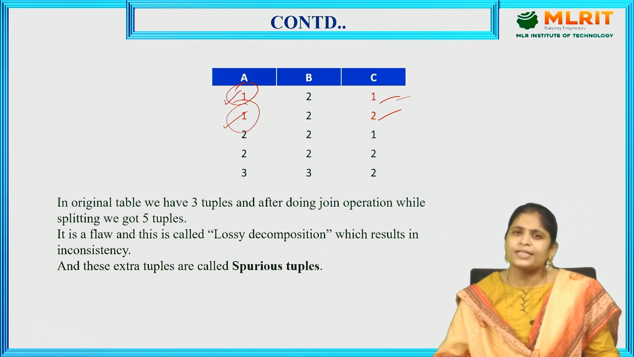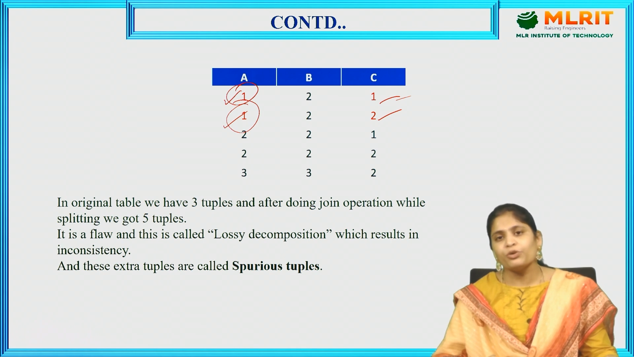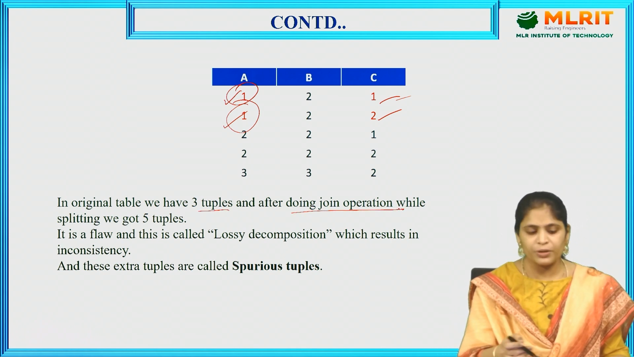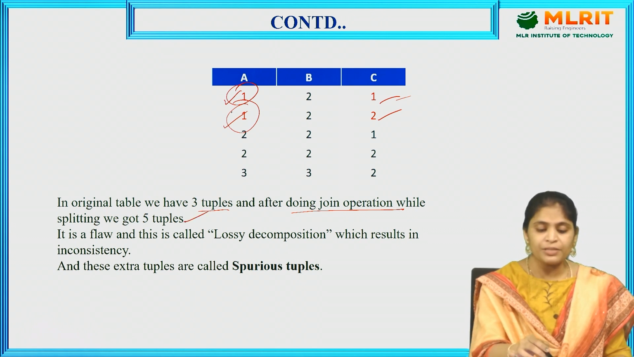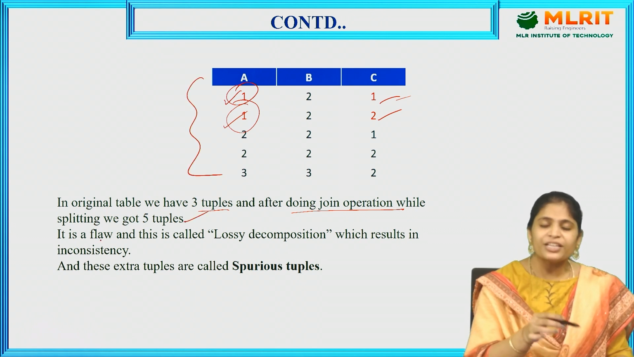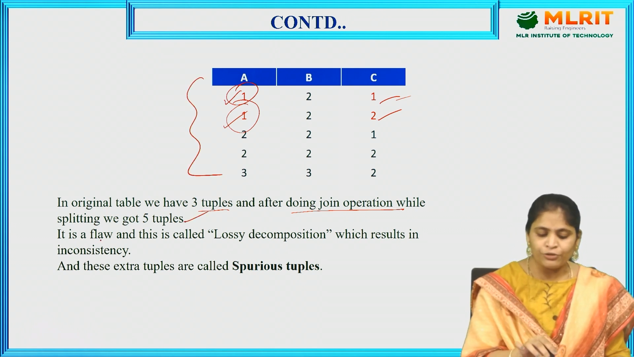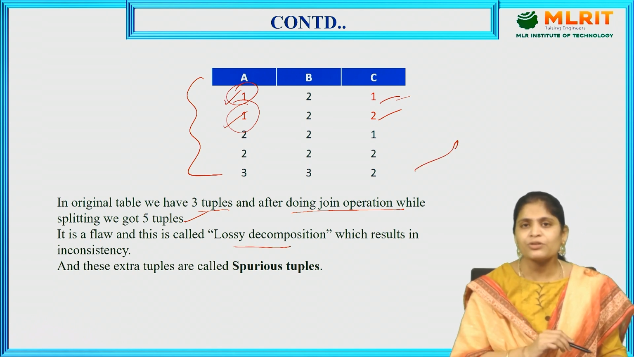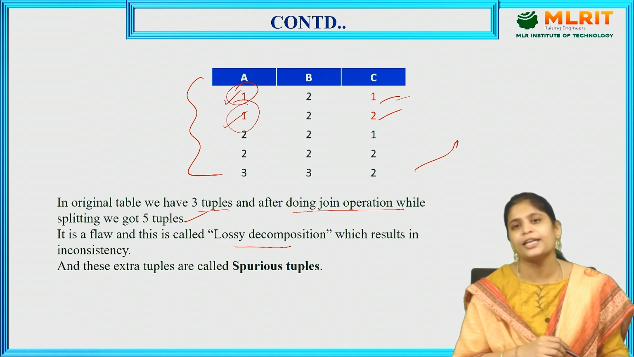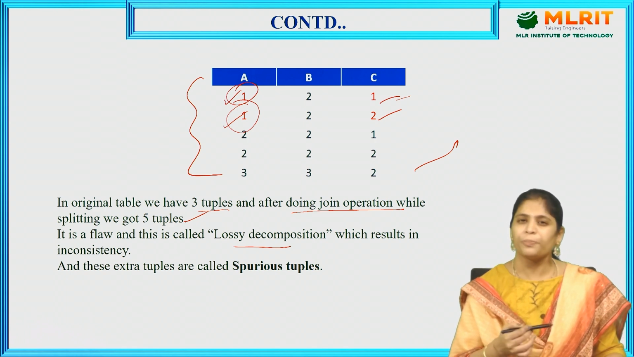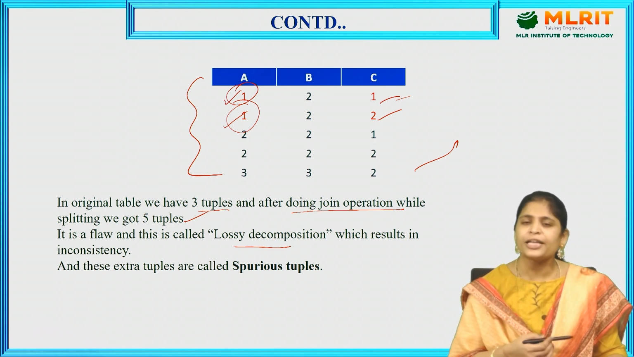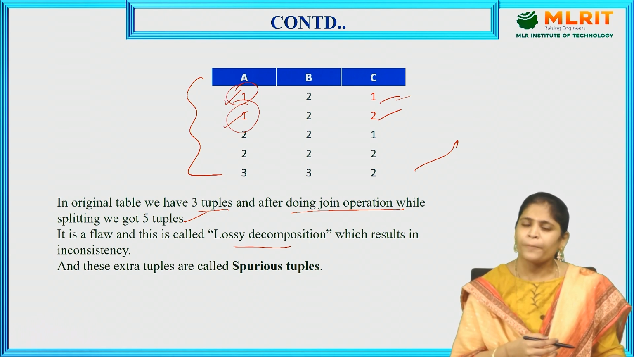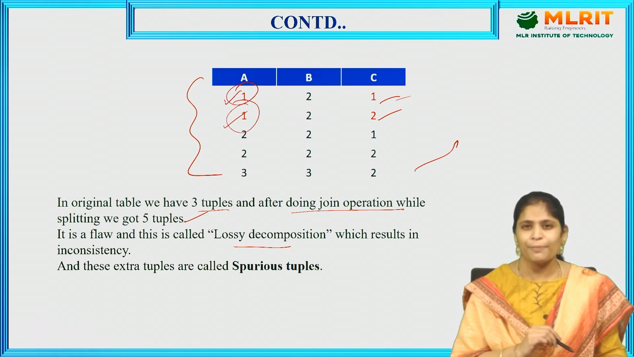Those extra tuples are called what? Spurious tuples. So in the original table, we have 3 tuples and after doing the join operation, while splitting, we got 5 tuples. So it is nothing but a flaw. Therefore, this is called lossy decomposition. This decomposition is called lossy. Why? Because we didn't get the original table back after doing the join operation. That is, our data is somewhat missing. It is a flaw. That is what we call lossy decomposition.